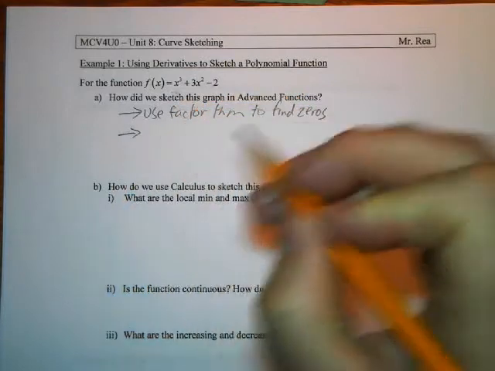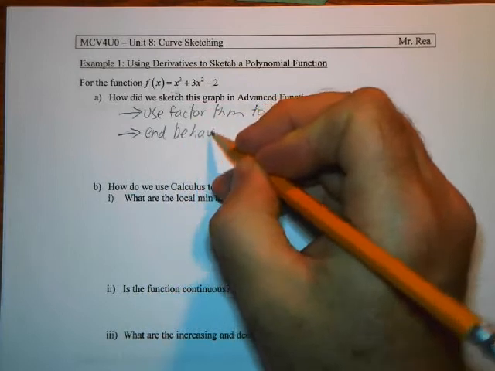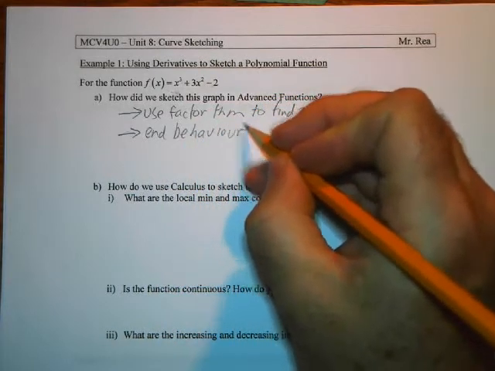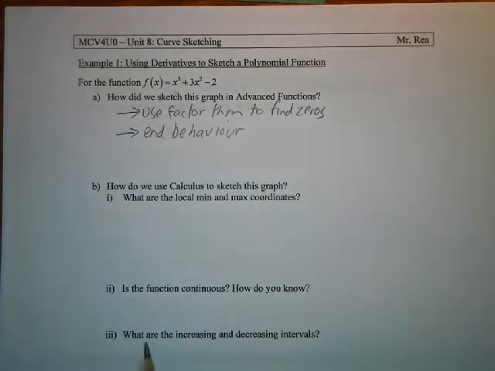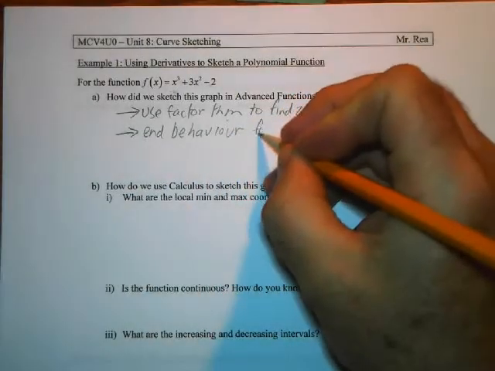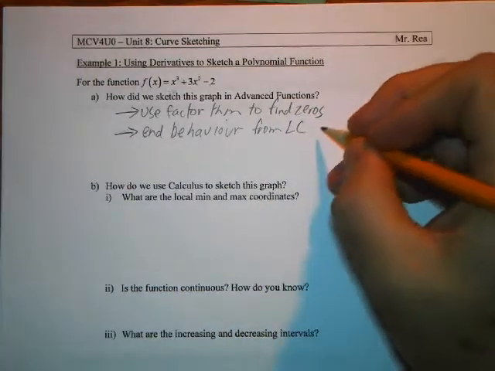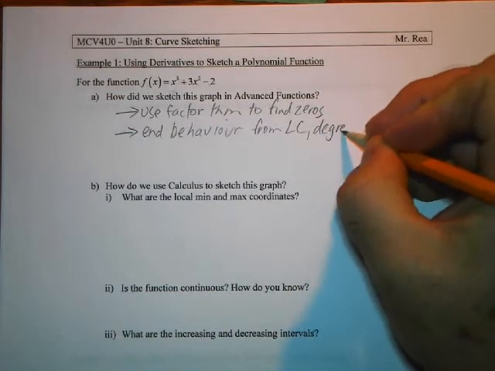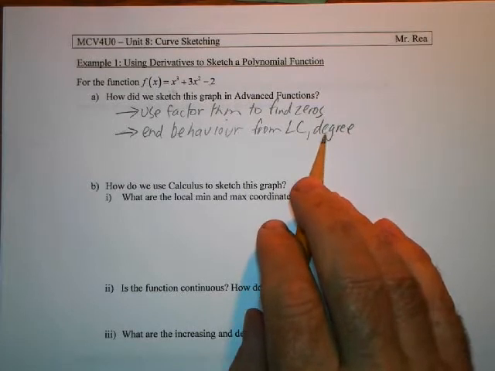The other thing we did in advanced functions was look at the end behavior as x is approaching negative infinity or positive infinity. What's happening to the value of y? It's either going to positive or negative infinity, so you can get your end behavior. The way we get the end behavior is from the leading coefficient, whether it's positive or negative, and the degree of the polynomial. The degree was important because even or odd would define its shape.